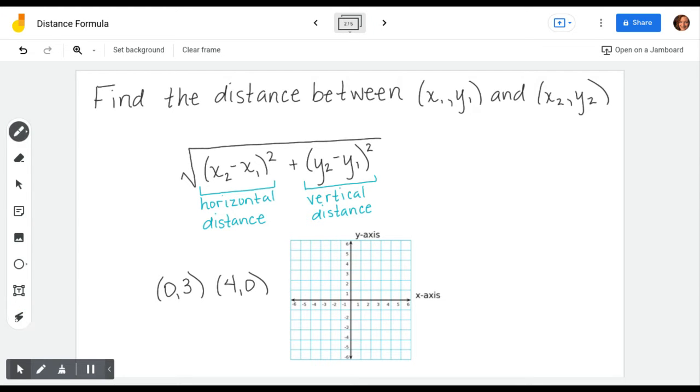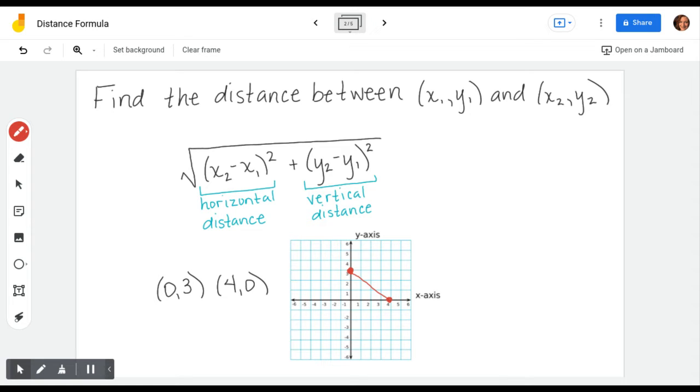So if you're going to use this formula, if it helps you to get a visual, let's plot these points. So I have a point at 0, 3 in this example. That means don't go right or left, just go up 3. And then I have a point at 4, 0. So that's right 4 and stay there. I'm looking at this diagonal distance here.